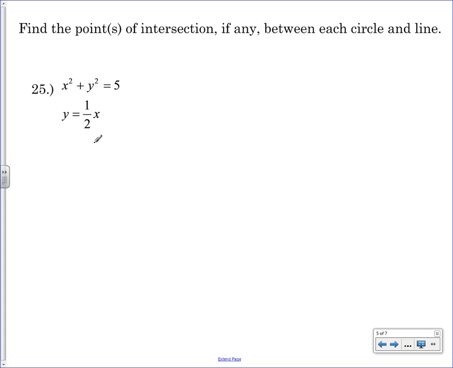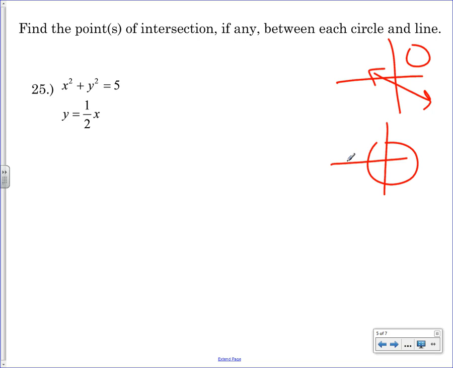So before I'm even going to try the problem, let me show you what the possibilities are, okay? If I have a circle and a line, how many points of intersection does this picture have? 0, right? How many does this one have? 1. You got a tangent line, right? If I have a circle and a line, 2. So my options are 0, 1, or 2.